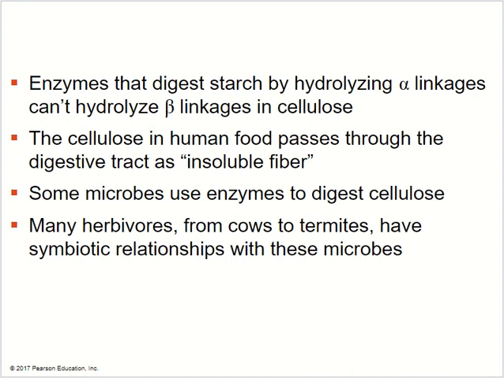Enzymes that digest the starch by hydrolyzing alpha linkages can't hydrolyze beta linkages in cellulose. The cellulose in human food passes through the digestive tract as insoluble fiber. Some microbes use enzymes to digest cellulose that we otherwise could not. Many herbivores, from cows to termites, have symbiotic relationships with these microbes to help digest this material.